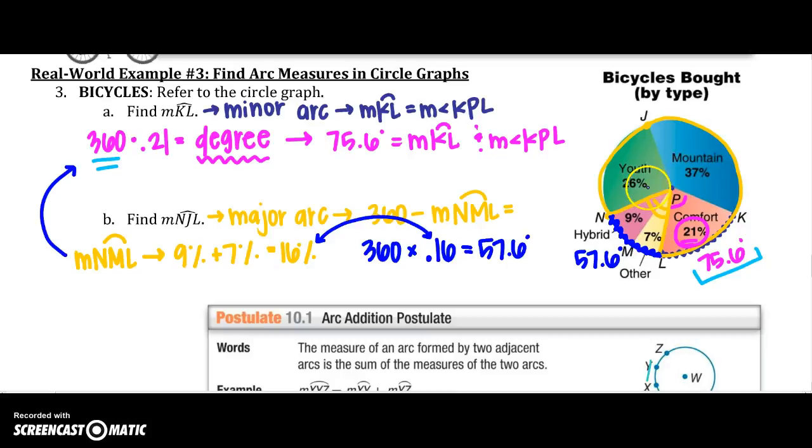And to find this arc right here, I'm going to take 360 minus my 57.6. So the rest of that is 302.4 degrees. So from N, J, all the way around to L, that's going to be 302.4 degrees.